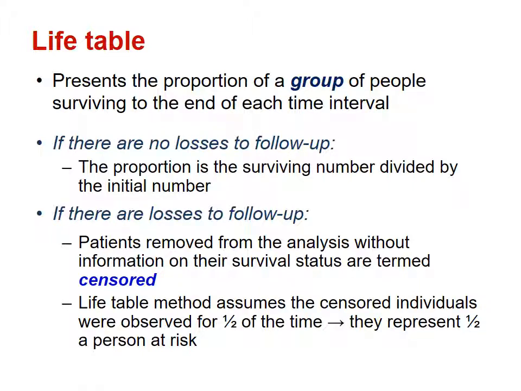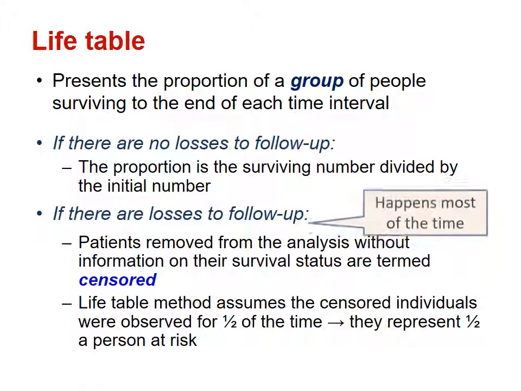The life table method presents the proportion of a group of people surviving to the end of each time interval. Loss to follow-up can occur in studies in which you follow a patient for a long period of time. Patients may drop out of the study or stop showing up for follow-up appointments. They are considered loss to follow-up. If there are no losses to follow-up, the proportion who survived divided by the initial number of participants is used. It is extremely unlikely that no patient will be lost over follow-up time.